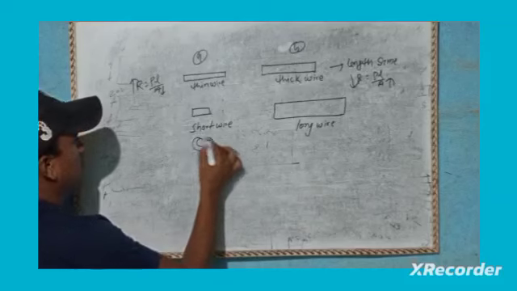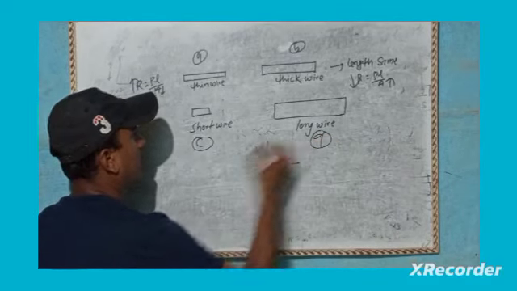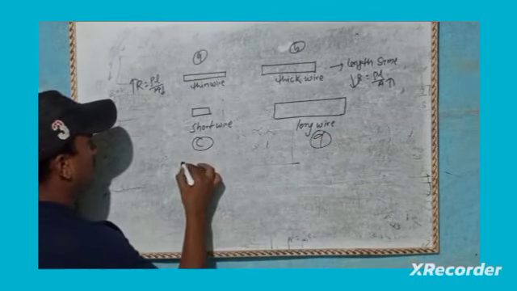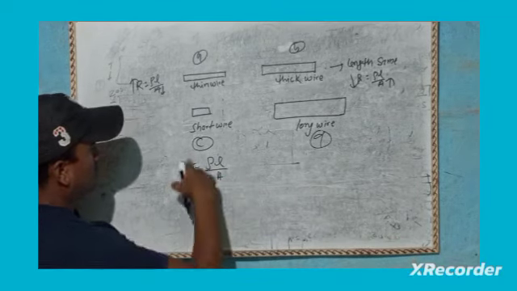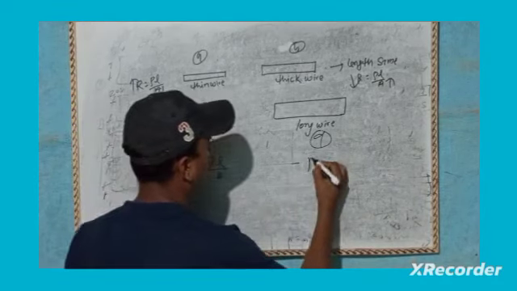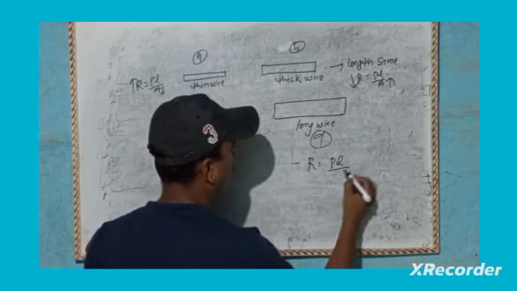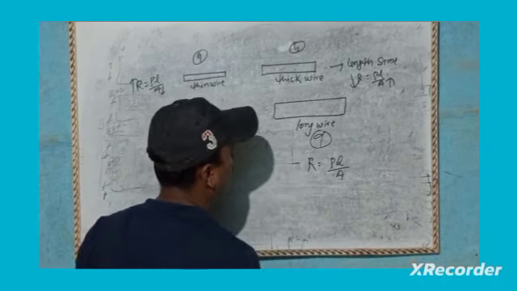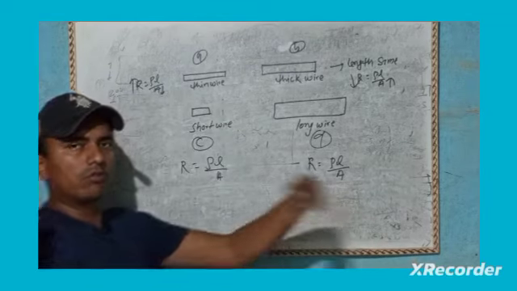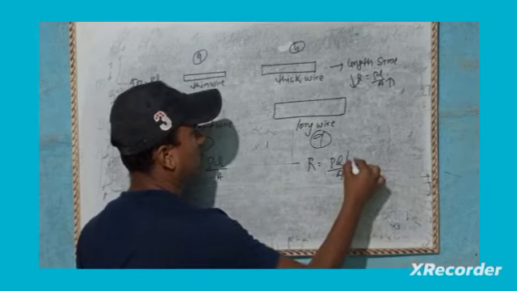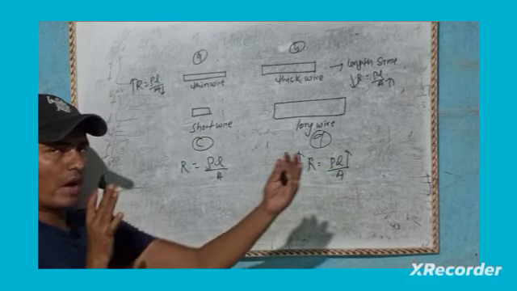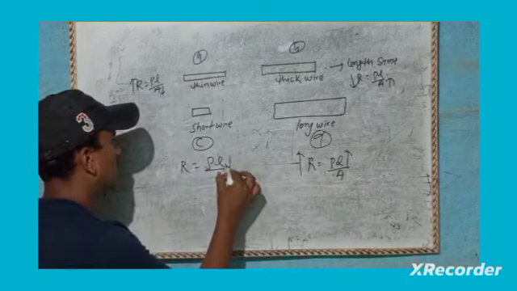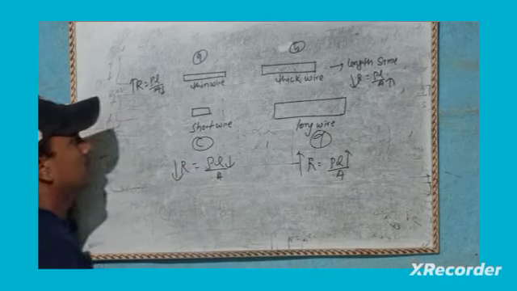Come to C and D also. Here R is equal to rho L by A. Here short, here long. Long means the length of the wire is increased. When the length of the wire is increased, the resistance is increased. Short means when the length of the wire is decreased, then the resistance value is decreased.